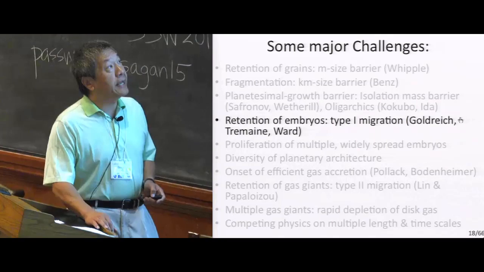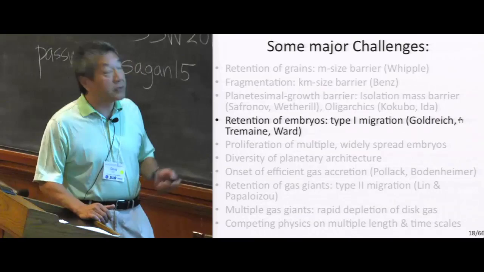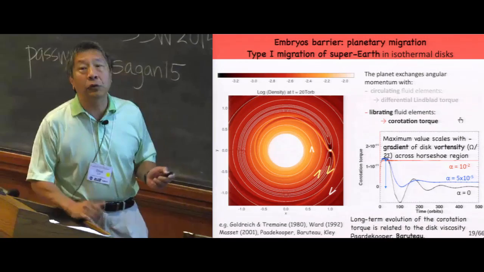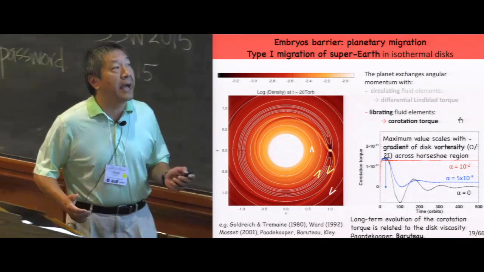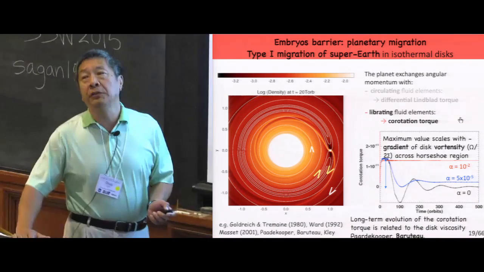So the next step is that that's the first one you form. And why should you have all of these super-Earths everywhere else? You rely on what Richard Nelson already talked about yesterday, this idea of type 1 migration. He talked about the two different types of torque that can lead to migration of the planets, because the planets interact with the disk, and you have the differential Lindblad resonance and the co-rotation resonance. He already talked comprehensively about the dependence on the surface density.